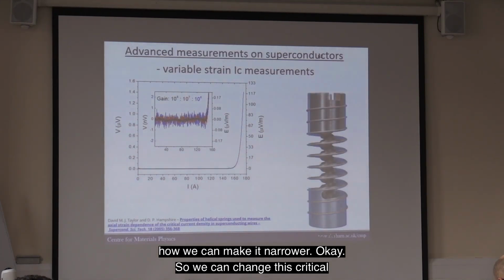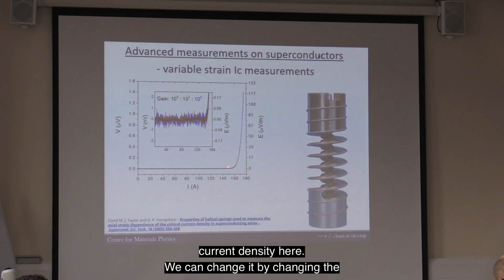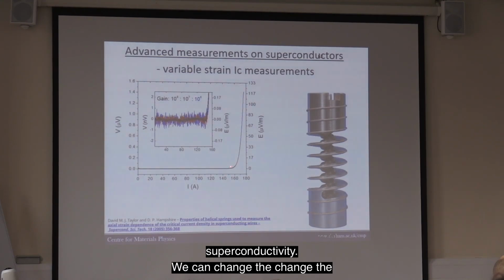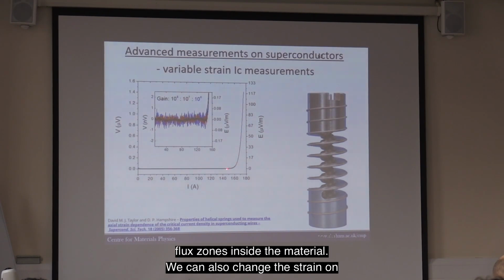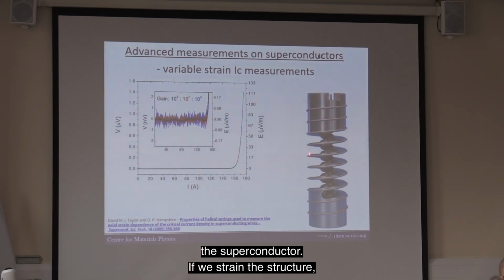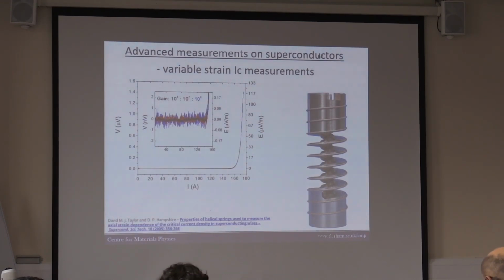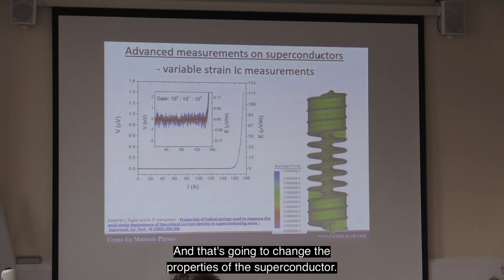Okay, so we can change this critical current density. We can change it by changing the temperature, because that will change the strength of the superconductivity. We can change the magnetic field, that will change the number of fluxons inside the material. We can also change the strain on the superconductor. If we strain the structure, we're going to change the upper critical field, and that's going to change the properties of the superconductor.